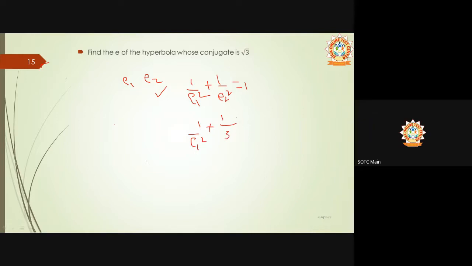will become 3. Is equal to 1. So then 1 by E1 square is equal to 1 minus 1 by 3. It will become what, ma? 2 by 3. So if you want to find E1 square, it will become the reciprocal, that is 3 by 2. Yes or no? So now E1 will become what? Under root 3 by 2. Remember, this is always numerator is greater. Yes, sir.